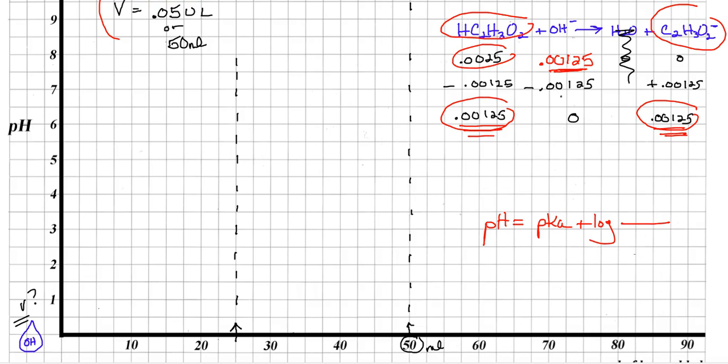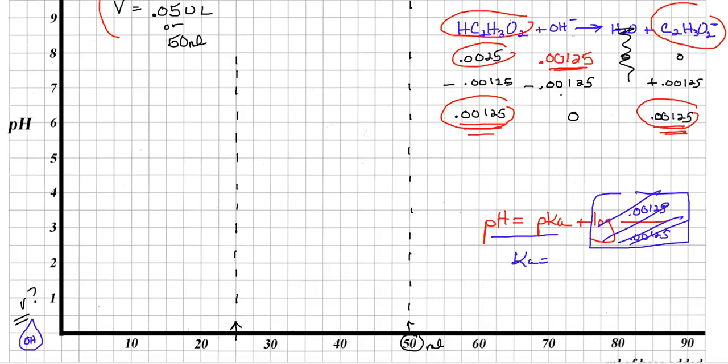So I'm going to put the conjugate base, which is 0.00125, and 0.00125. And what do we know? The log of these numbers will be 1, and the log of 1, as we talked about before, is 0. And what do we know, party people? pH equals the pKa. What is the Ka of this acid?